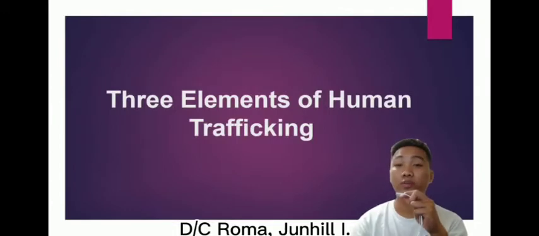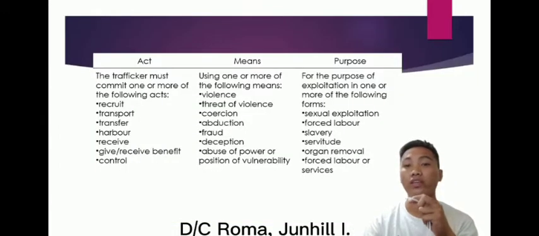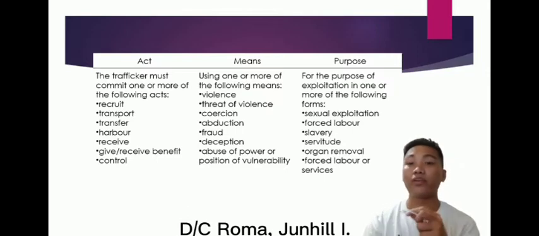The three elements of human trafficking. Human trafficking involves the use of force, fraud, or coercion to obtain some type of labor or commercial sex act. Every year, millions of men, women, and children are trafficked worldwide. In essence, for human trafficking to occur, a trafficker will commit at least one act against another person, such as recruiting. Second, by using at least one means, such as violence. Third, for the purpose of exploiting that other person for financial gain or material benefit.